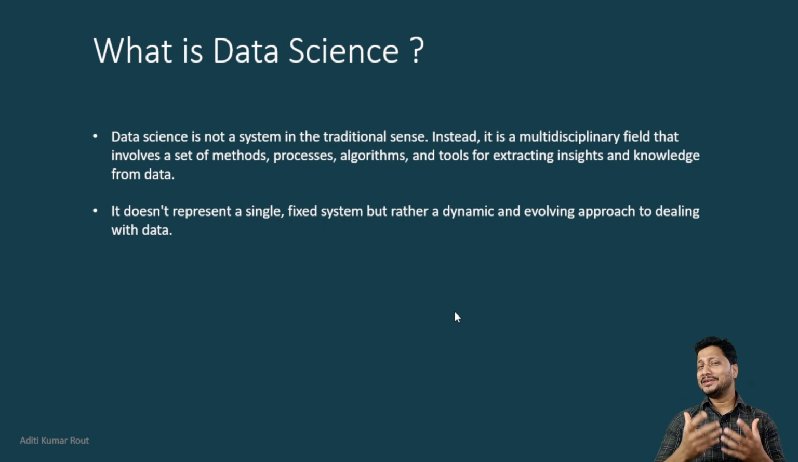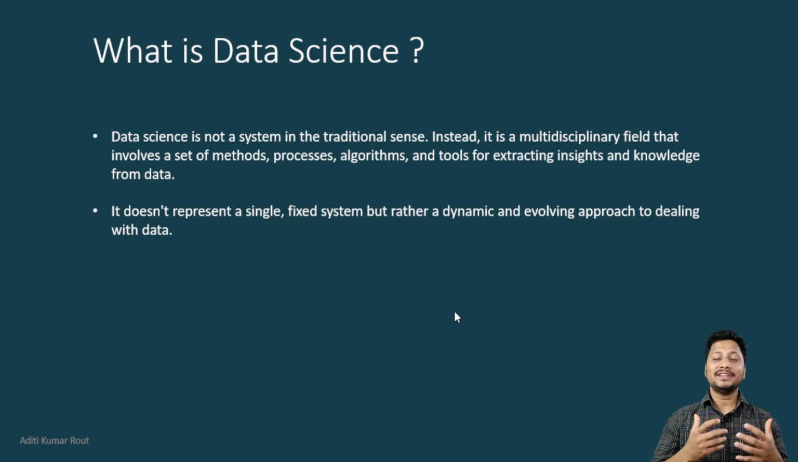What exactly is data science? Data science is not a system in the traditional sense. It is a multidisciplinary field that involves a set of methods, processes, algorithms and tools for extracting meaningful insights from data. Why do we need that? We need to extract the information from the data so that we can make our future better. We can take appropriate decisions from the data we have in our hands.